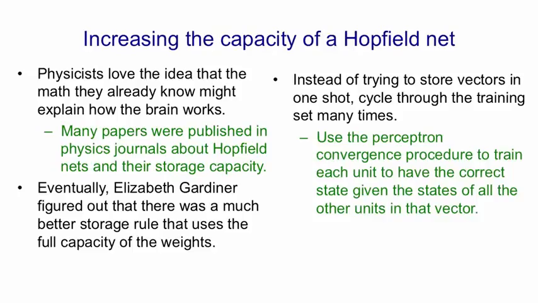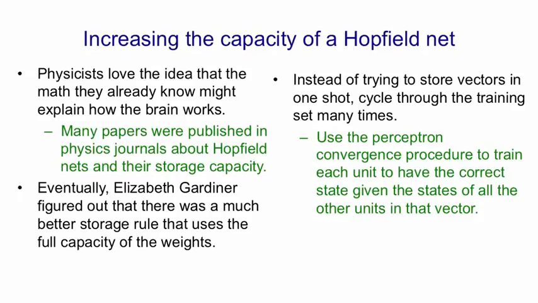What we're going to do is use the perceptron convergence procedure to train each unit to have the correct state given the states of all the other units in that global vector that we want to store. So you take your net, you put it into the memory state you want to store, and then you take each unit separately and say, would this unit adopt the state I want for it given the states of all the other units? If it would, you leave its incoming weights alone. If it wouldn't, you change its incoming weights in the way specified by the perceptron convergence procedure.